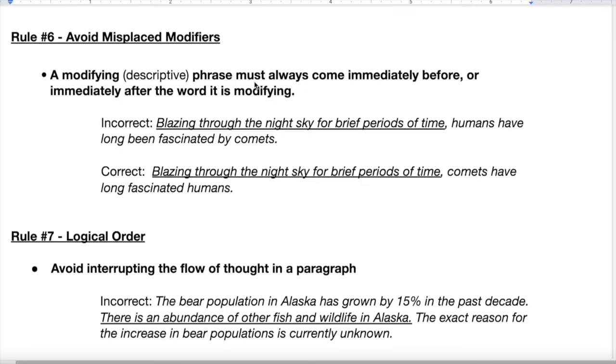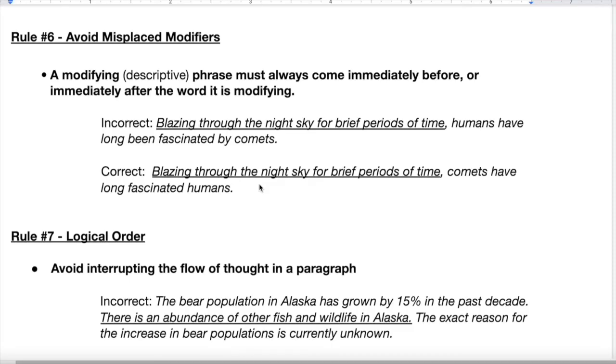But another way to fix that incorrect example, you could put the descriptive phrase after comets. So you could say, humans have long been fascinated by comets, comma, blazing through the night sky for brief periods of time. That would work too. In that case, you've got the descriptive phrase right next to the thing being described, comets, just as you have in the correct example here. Does that make some sense?